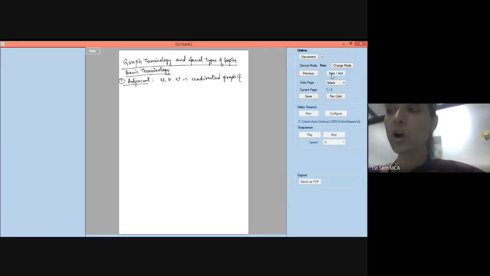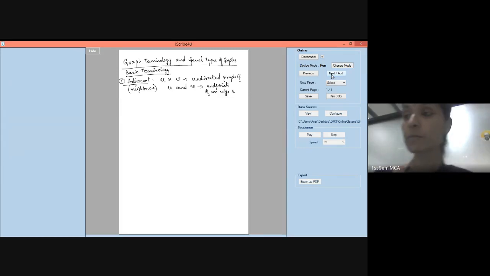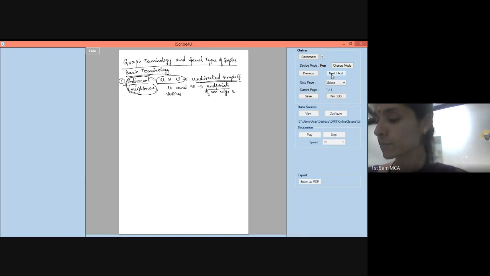Two vertices U and V in an undirected graph G are called adjacent, or you can also call them neighbors, if U and V are the endpoints of an edge E. So this is U, this is V, this is the edge E. U and V in this case are said to be adjacent.